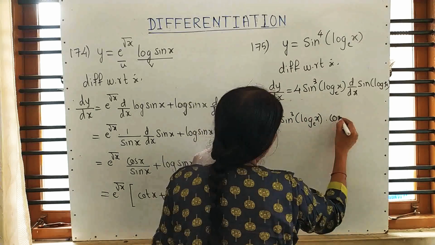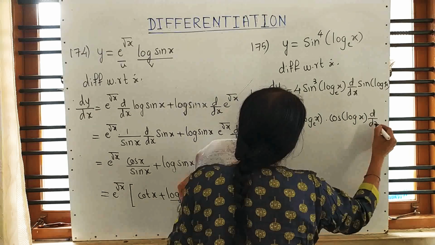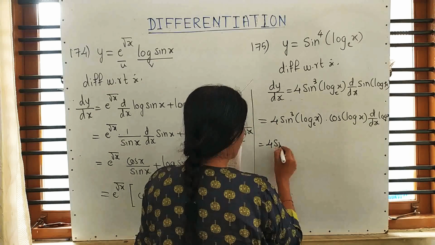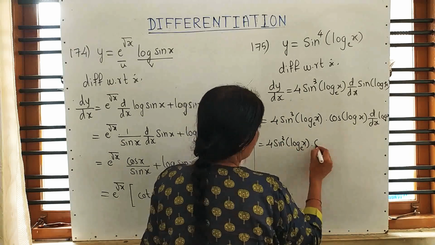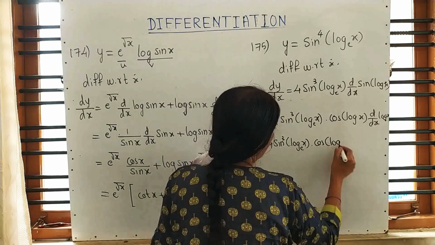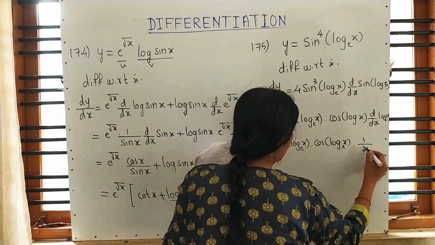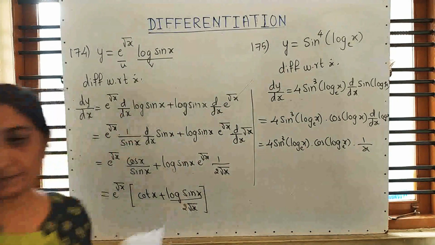Differentiation of sin log x is cos log x into differentiation of log x. Is it simple or what? Yes. 4 sin cube log x cos log x. Differentiation of log x is 1 by x. If you want, you can write whole divided by x.